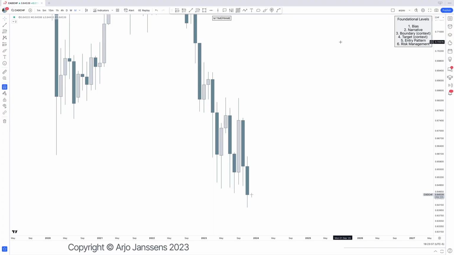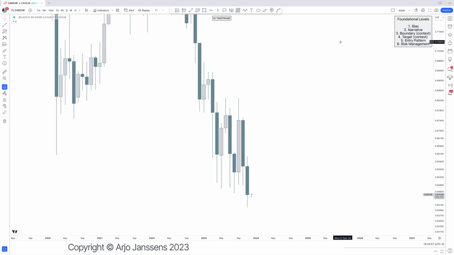You're always trading within a certain context. That is, again, moving from that PD array to the PD array. That is the context. Once the target has been reached, you don't look for new entries. You look for new context first. So essentially, the foundational levels that we see in the top right start all over again. Once context has been taken, you don't look for your entry pattern anymore. You start at 1, at the bias again, meaning that you start all the way back at the beginning.